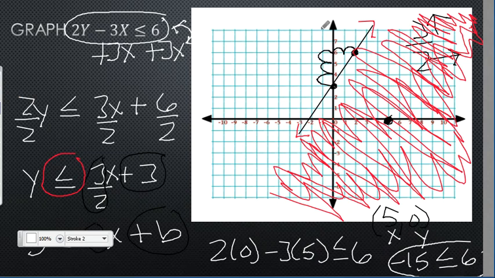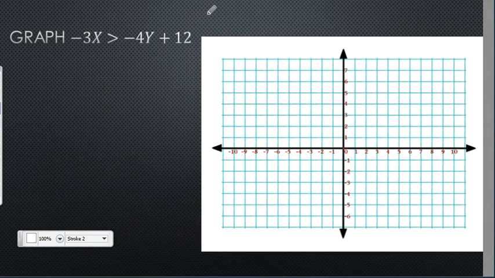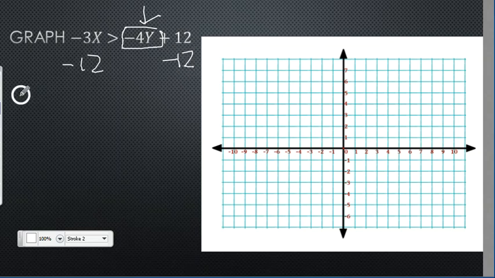Okay? Let's try one more of these. Okay, so let's go ahead and graph this linear inequality by first solving for the y. This time our term that has the y is over here on the right side. But we're still just trying to isolate the y wherever it's at. So we first need to get rid of the 12 by subtracting 12 on both sides. So negative 3x minus 12 is greater than negative 4 times y.